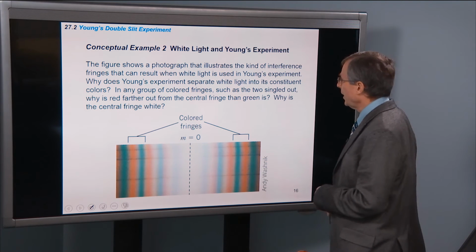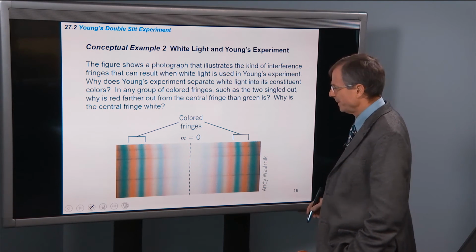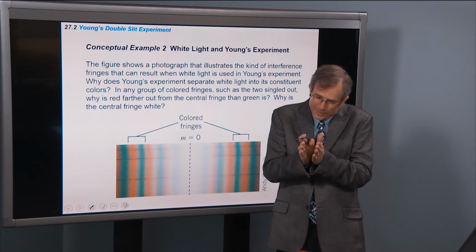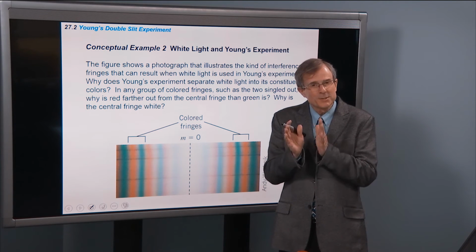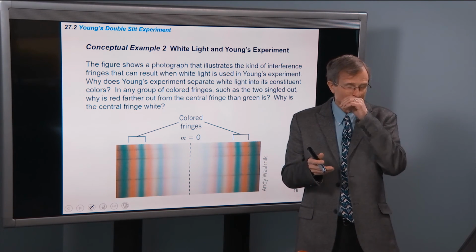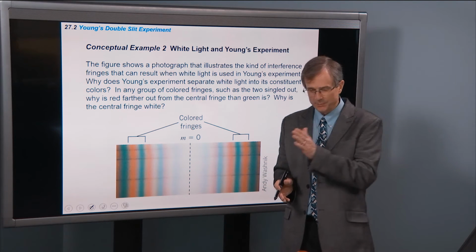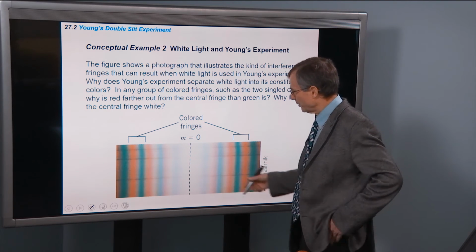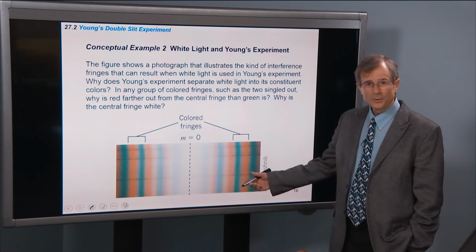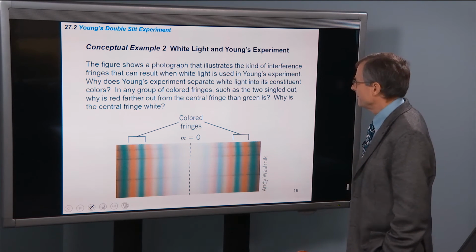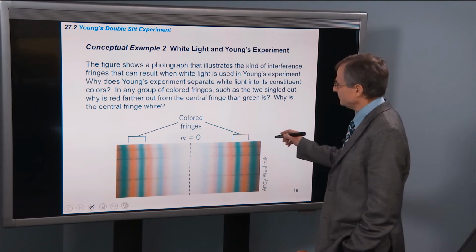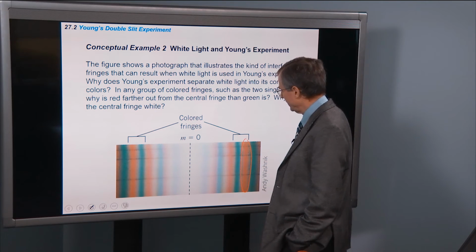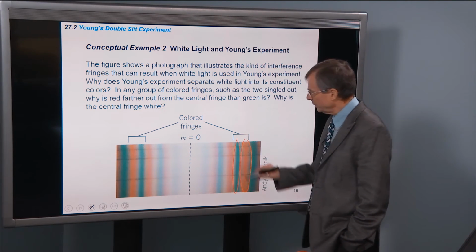All right, so what if we do white light with Young's experiment? Then things get a little bit muddled because the angle for these bright and dark fringes depends on the wavelength. And white light consists of light of different wavelengths, between 400 nanometers and 700 nanometers. And so what you get is a separation of the light into beautiful colored fringes like this. And within each fringe, you'll see that the red is further away than the blue.